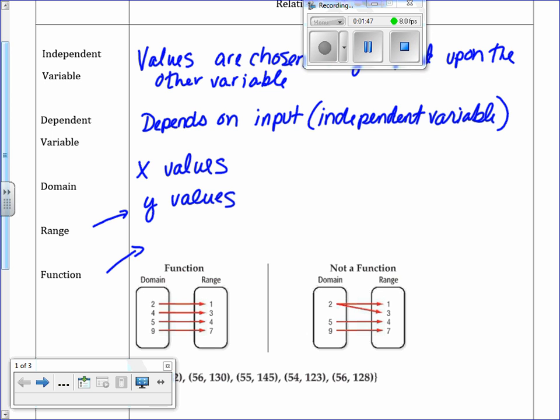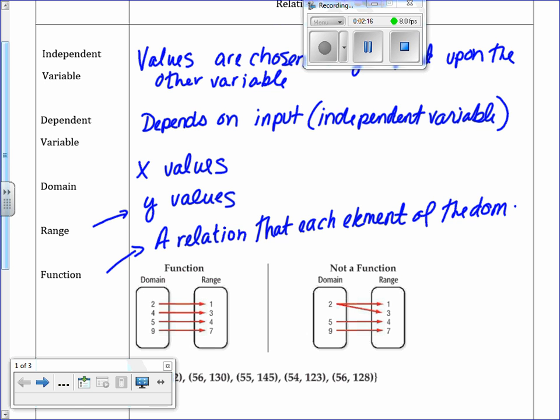And a function. A function is a relation in which each element of the domain, or our x values, is paired with exactly one value of the range.